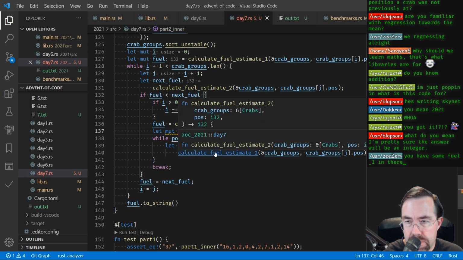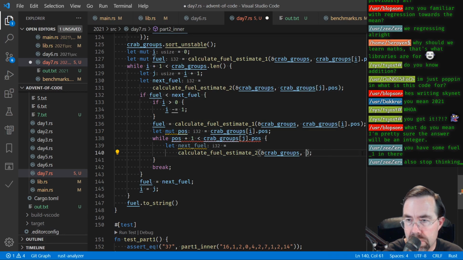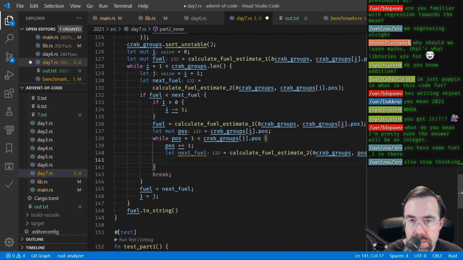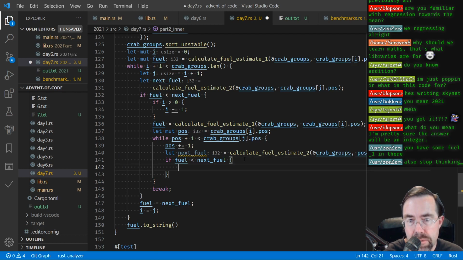Next fuel is calculate. So instead of crab's position, it's just position. And actually, we're just going to add 1 right away. And then we're going to say, again, if fuel is less than next fuel, then we found the dip. Break. All the way out, I think. Actually, the combination of this break and this break will do it for me anyway.